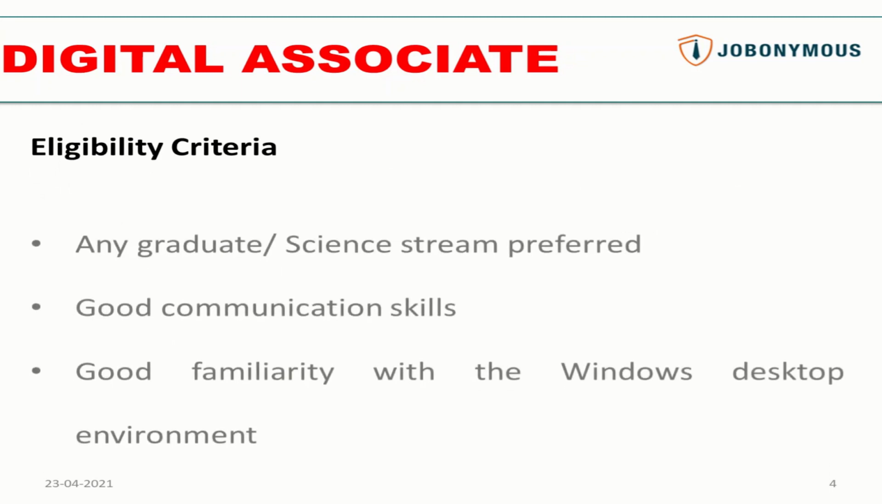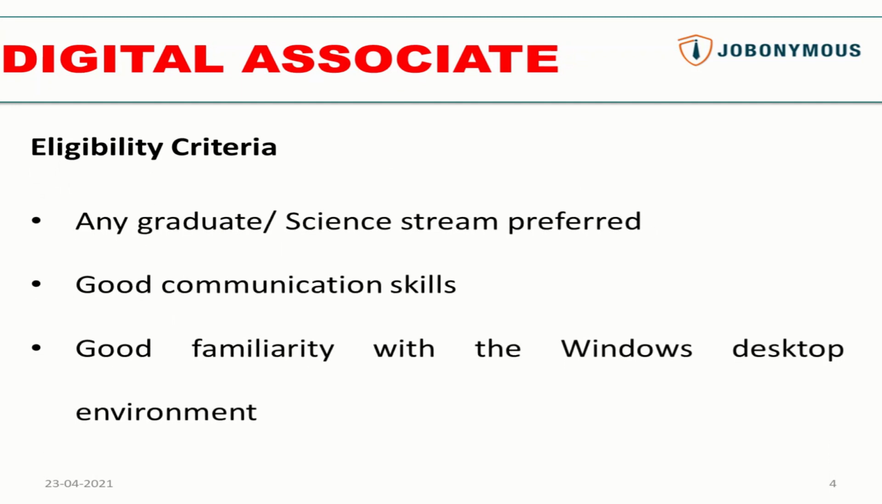Now, regarding the eligibility criteria, you need to be a graduate in any stream for this position. And if you are from the science stream, like a BSc or something, then it is even more preferable. You need to have good communication skills and good familiarity with the Windows desktop environment. So this position is good for you if you are a graduate, and many people are currently applying to Amazon for customer service roles as well as seller support roles.